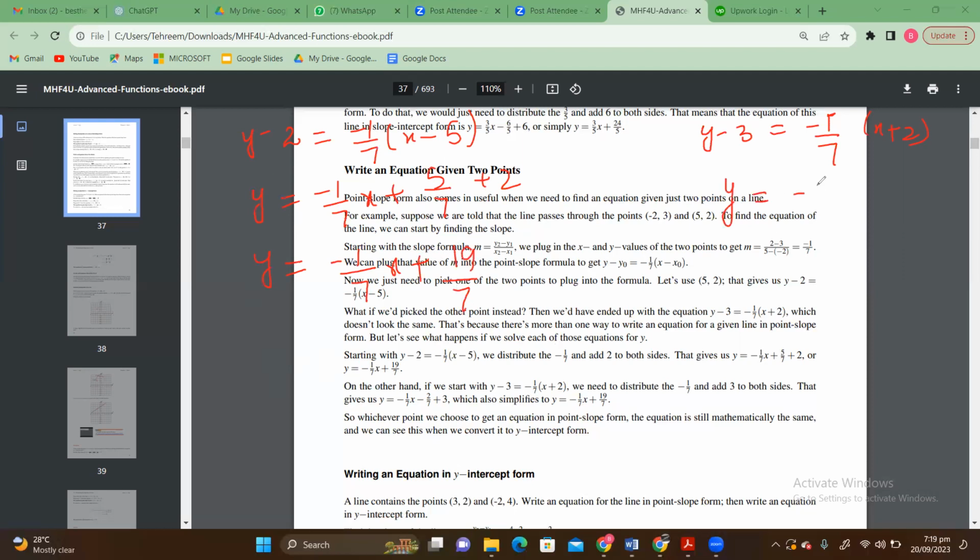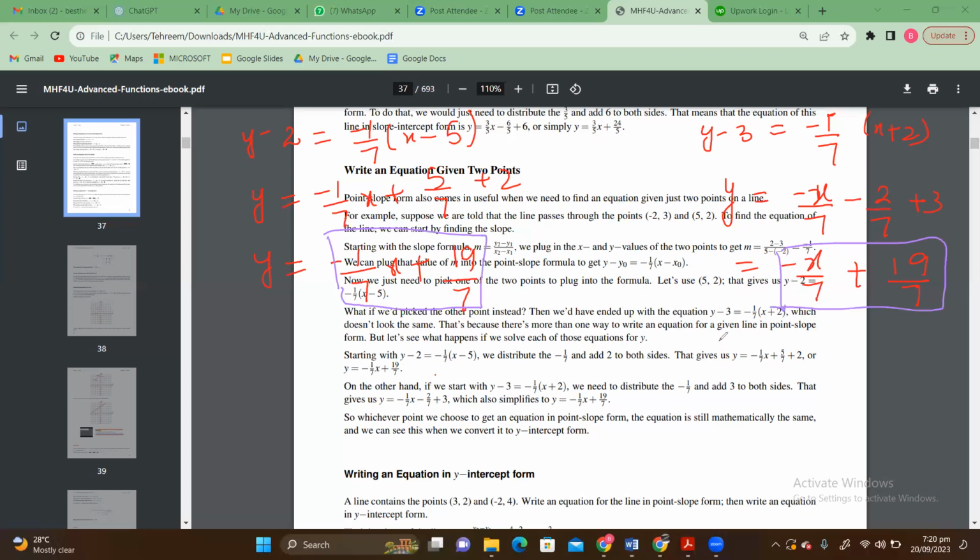And this is y equals -x/7 minus 2/7 plus 3, which is equal to -x/7 plus 19/7. So whichever point we choose to get an equation in point slope form, the equation is still mathematically the same. It's like mathematically the same thing. Are you looking at it? Yes, it's the same.